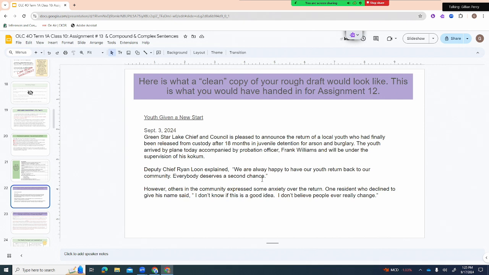However, others in the community expressed some anxiety over the return. One resident, who declined to give his name, said, 'I don't know if this is a good idea. I don't believe people ever really change.'